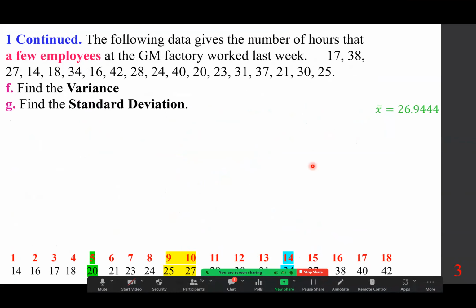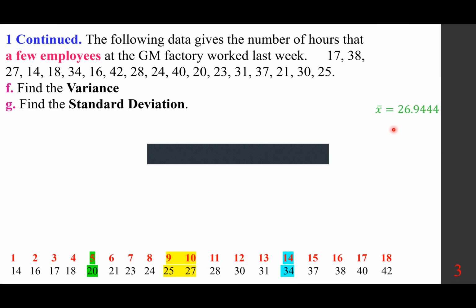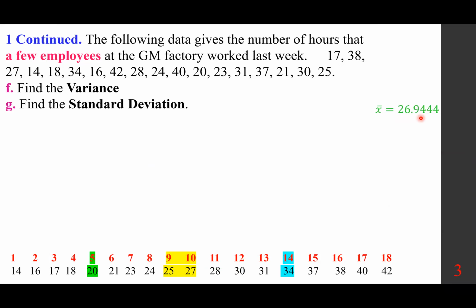We want to continue. We are really interested in standard deviation, but we go through the variance first. And we recall from the previous page that the mean, or X bar, was 26.944. By the way, this was a sample because we are looking at a few employees. So we should know it is a sample, everybody, okay?